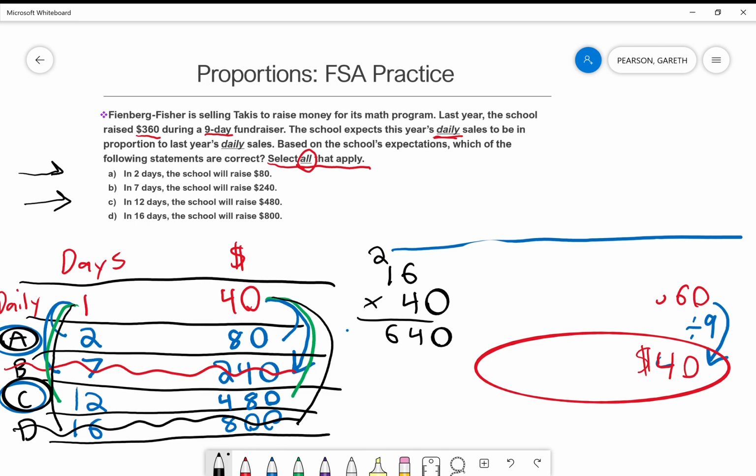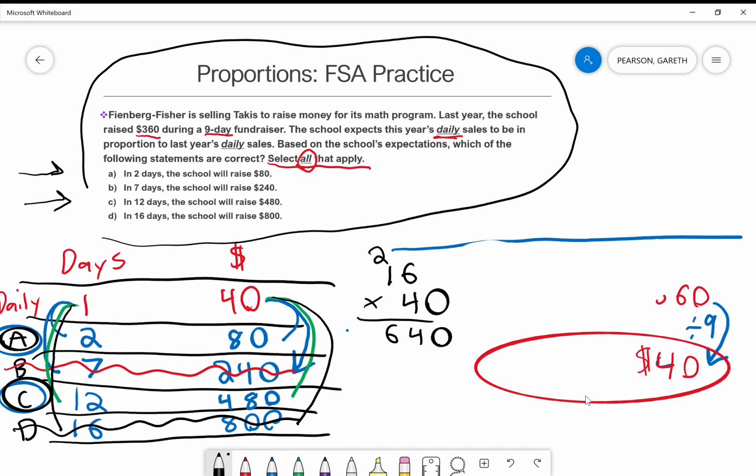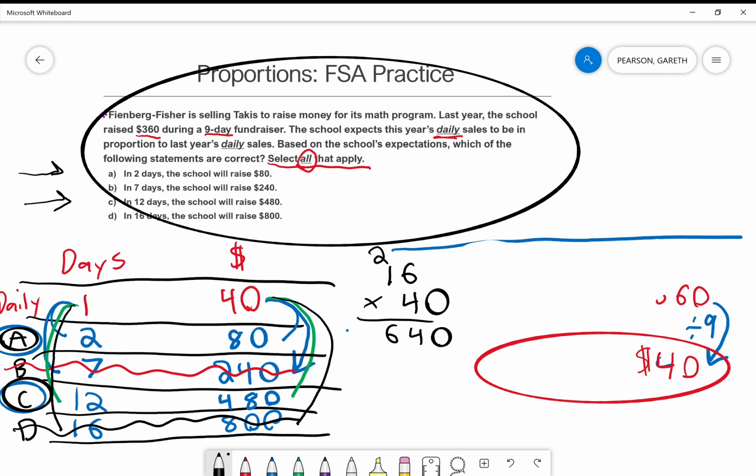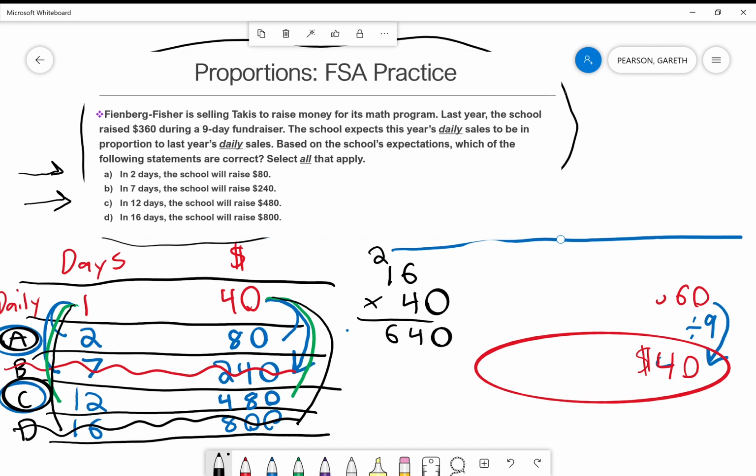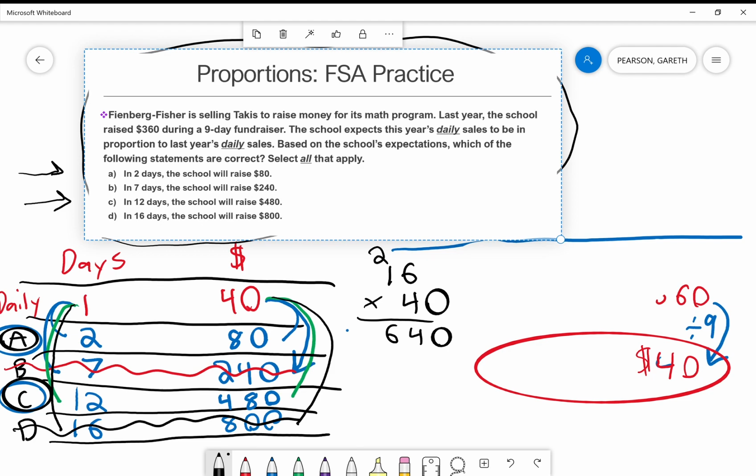Do me a favor, make sure you write this down in your notes. Yes, you are writing the entire question down. This is going to be one of your test questions. I think that you are capable of writing it down. Okay? Ladies and gentlemen, good luck.